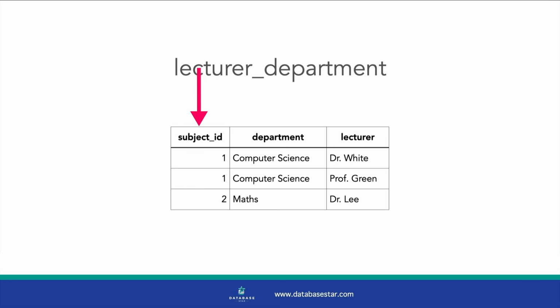First, it's storing which subjects belong to which departments. Second, it's storing which lecturers belong to which departments. And third, it's storing which lecturers teach which subjects. It's storing information about how each of the three columns are related to each other. If one of these things change, there's a risk of inconsistent data. For example, look at the third row for Maths and Dr. Lee for Subject 2. If we change the department from Maths to Computer Science, does this mean the subject has changed departments, or the lecturer has moved departments, or something else?